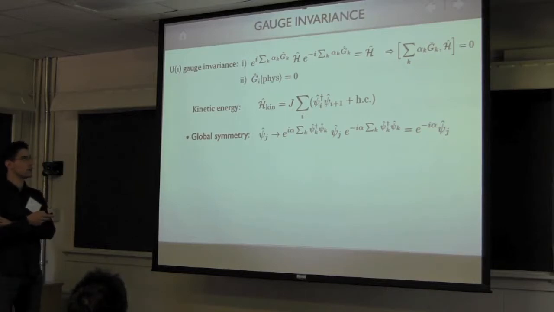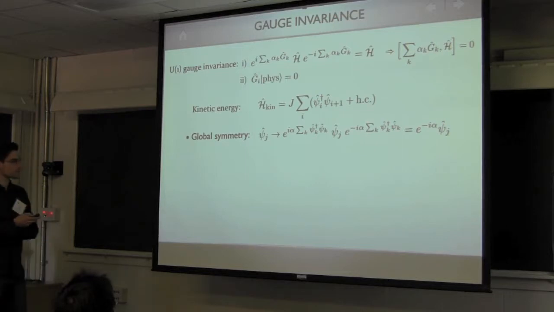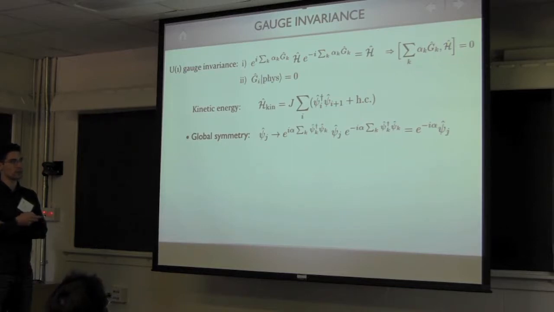Specifically, let's see how gauge invariance acts on the kinetic energy shown before. The kinetic energy has this hopping form in the lattice. One has two types of symmetries in the system. The first type corresponds to a global symmetry in which the fields acquire a global phase after the transformation, and one can easily see that if I perform this transformation in this kinetic term, this kinetic energy remains unchanged. So this form of the kinetic energy is invariant under global symmetry transformations.